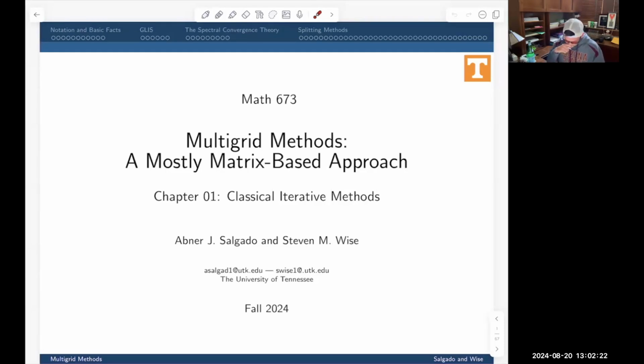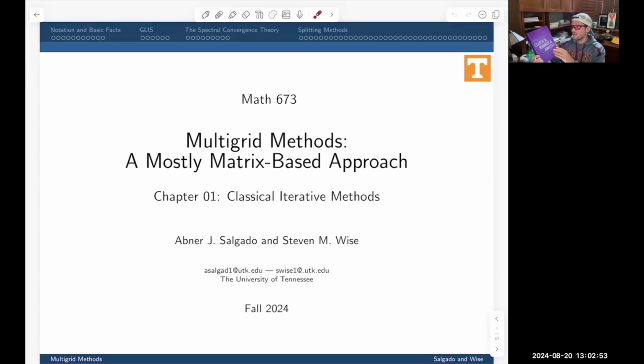Okay, so multigrid methods, a mostly matrix-based course. So I want to talk about multigrid methods in this course. And multigrid methods are an acceleration tool for what we call classical iterative methods. So if you took my course, and most of you have, from this book, we talked about classical iterative methods in there, like the Jacobi method, Gauss-Seidel, Richardson's method.